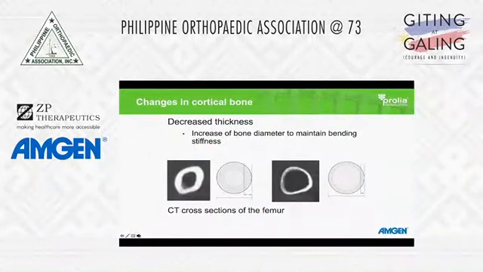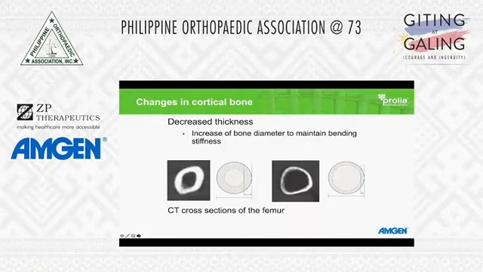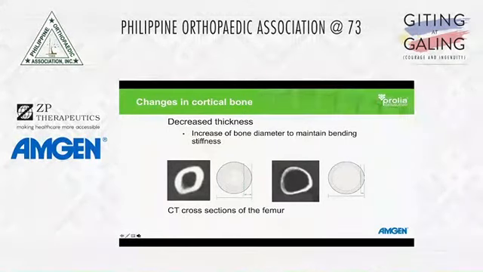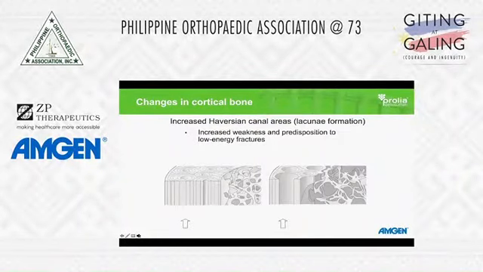These changes can be seen in both cortical and cancellous bone. In cortical bone, this can be seen as a decreased thickness, although the absolute bone diameter increases as one ages, the cross-section of the wall itself continues to narrow. Cross-sectional images of the cortical bone show not only an absolute thinning of the wall, but also increased hole or lacunae formation within these bones, which leads to an increased predisposition to low energy fractures.